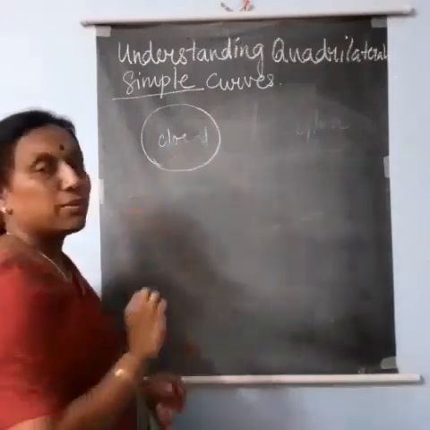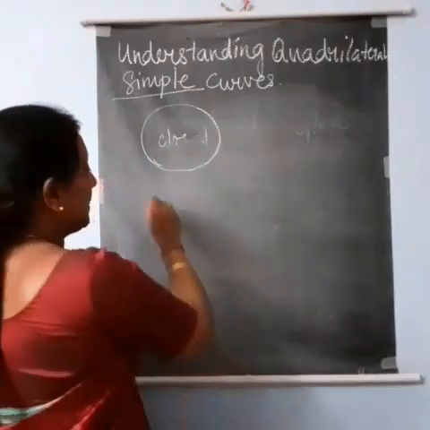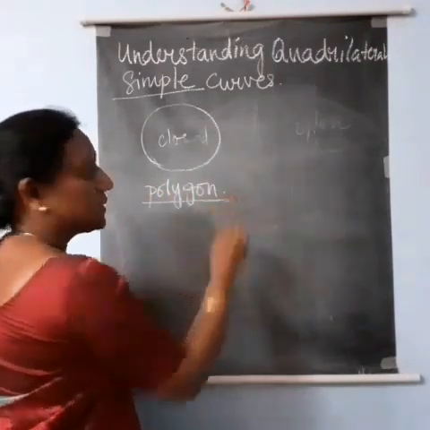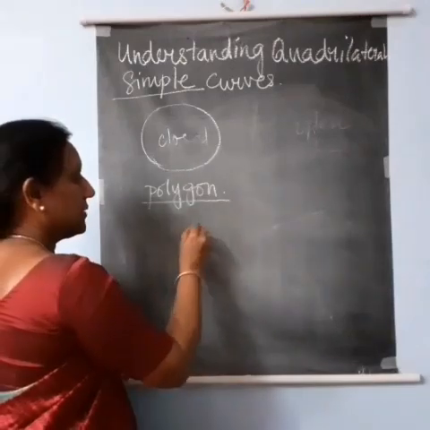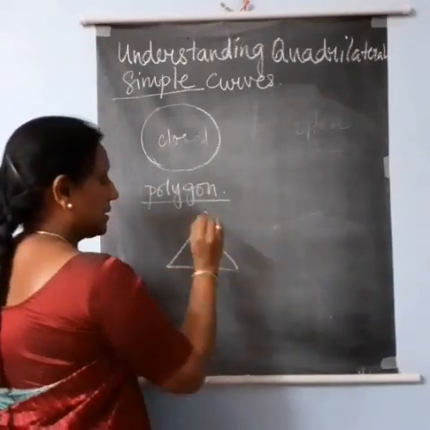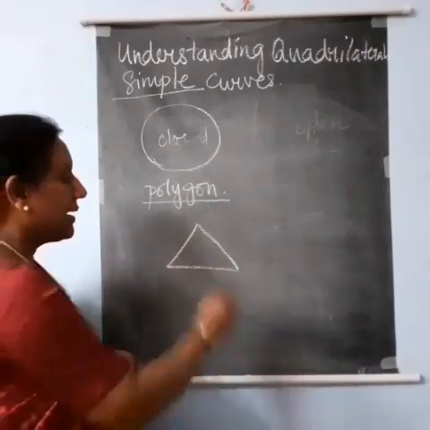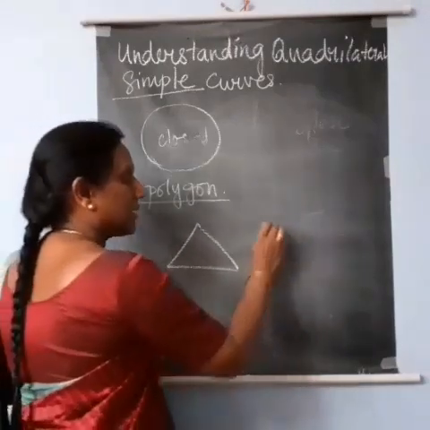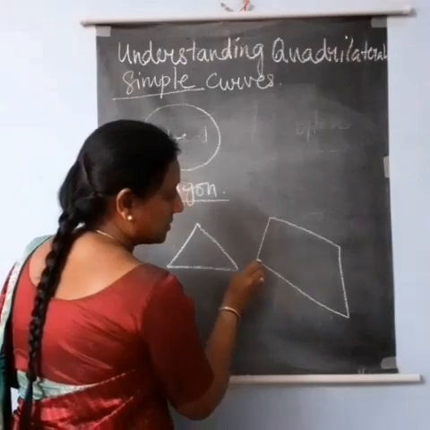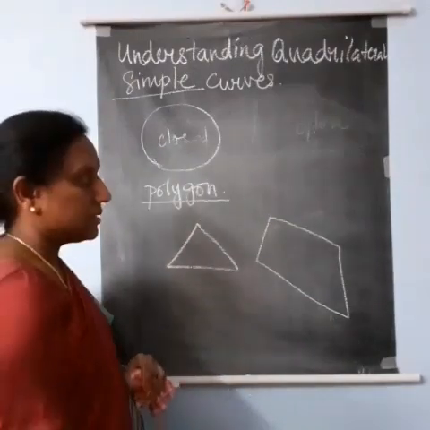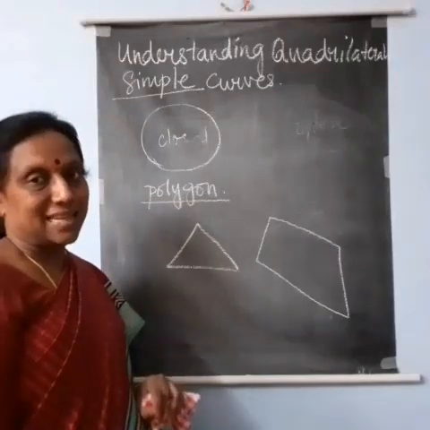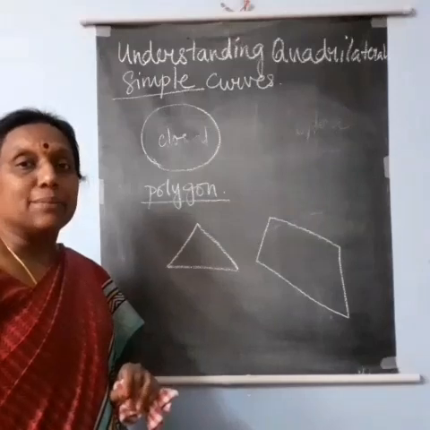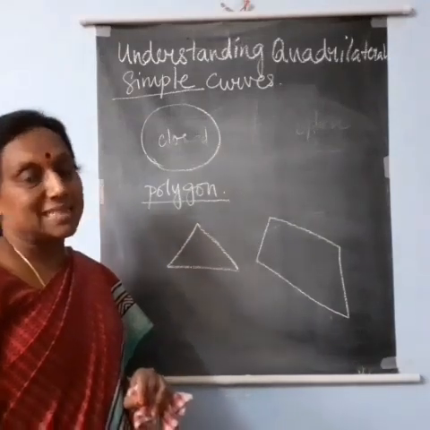Now if they are made up of line segments only, then it becomes a polygon. Okay? Right? See, supposing I have one like this. Now it's a closed curve, and it is made up of only line segments. So it is a polygon. Now supposing I have one like this. This is also a closed curve and it is made up of only line segments. Then it is called a polygon. Okay. Now polygons can be classified by the number of sides that they have.